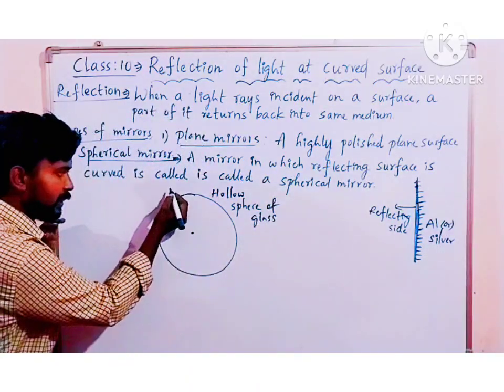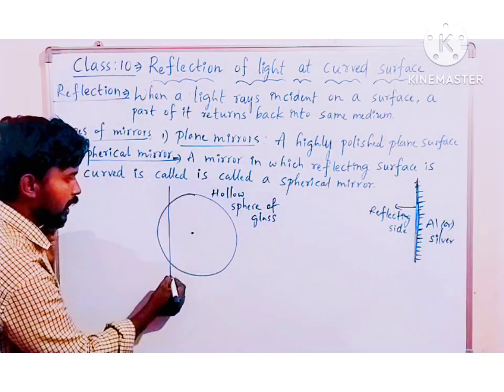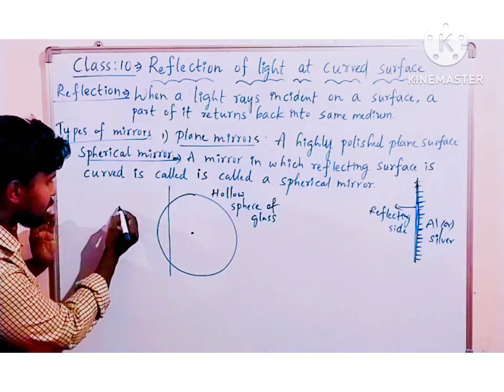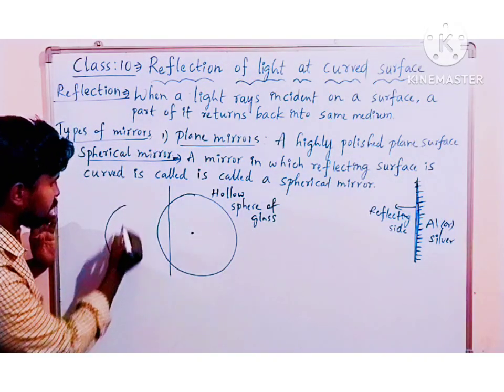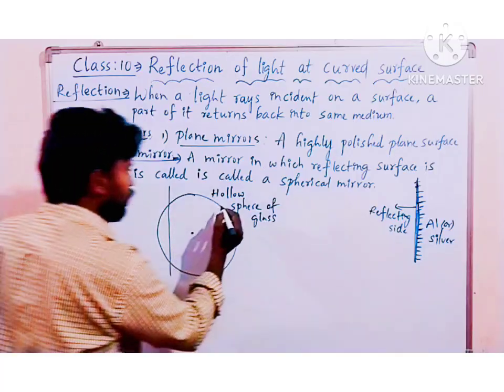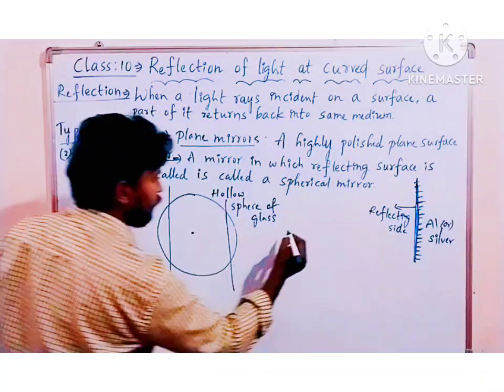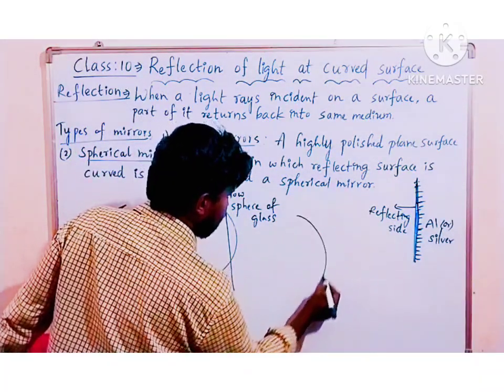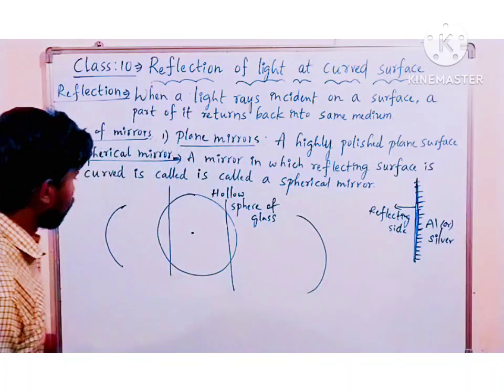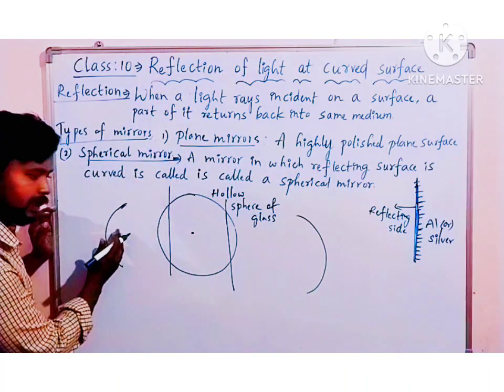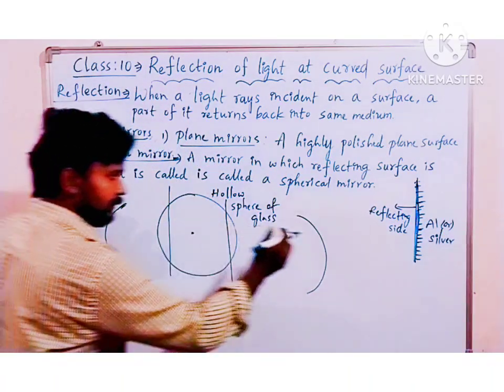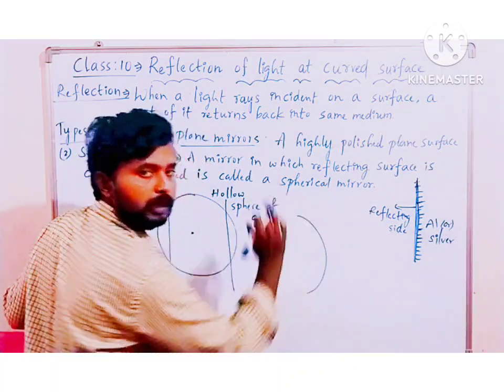When we cut a small part from the hollow sphere of glass, this is a small part. When I cut here, this is the other part. Look here. This is the inner side. This is the outer side.